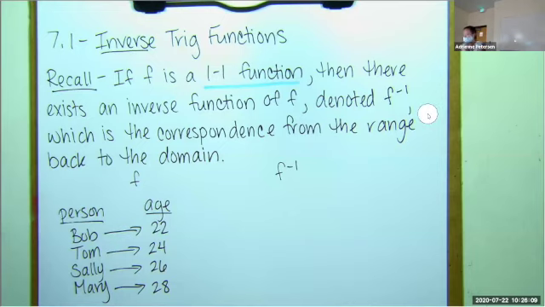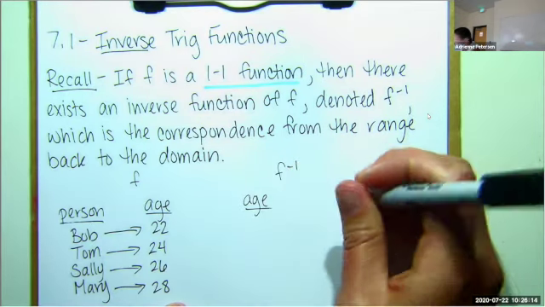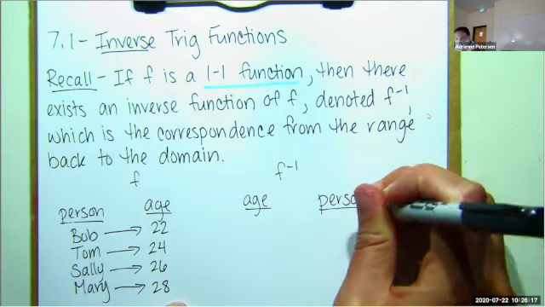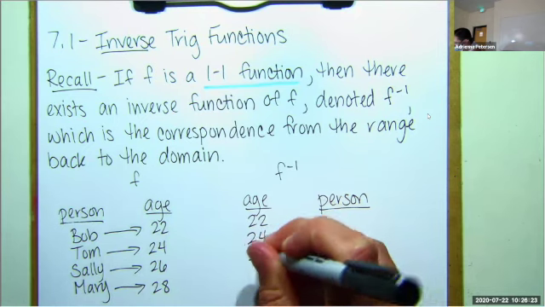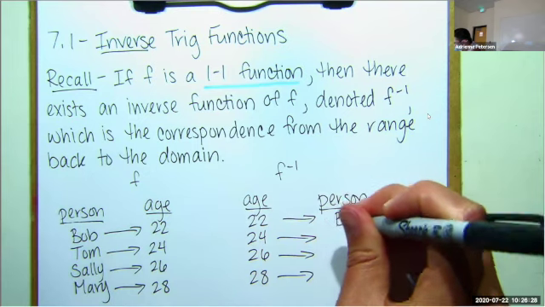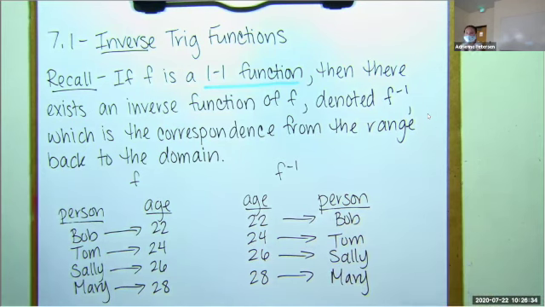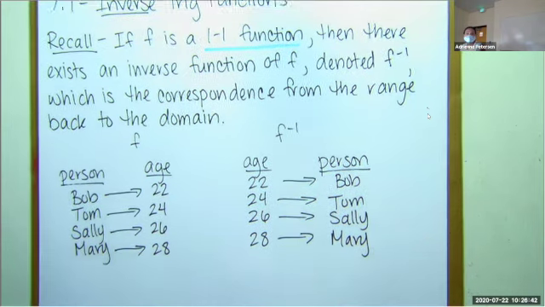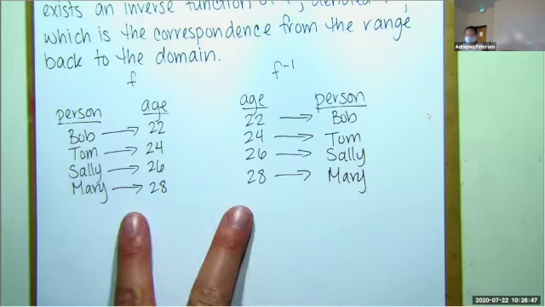Okay, so let's write out our inverse function. Our inverse function does the exact mathematical opposite. So we're going to go from age to people. In ages, I have 22, 24, 26, 28, and these are going to map to people: Bob, Tom, Sally, and Mary. Okay, so it is the exact opposite.